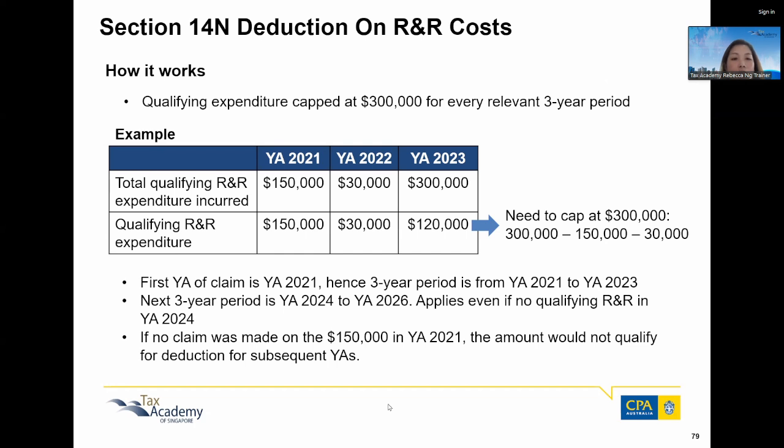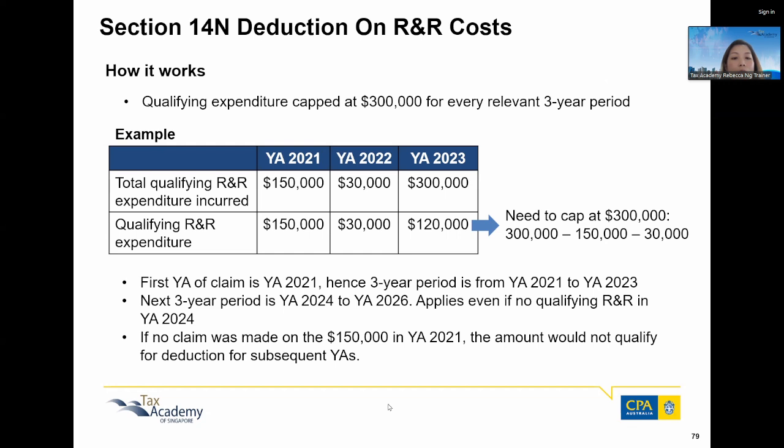Then the next 3-year period will be 2024 to 2026, and this applies even if there is no renovation and refurbishment expenditure incurred in 2024. Once we identify the 3-year block, even if the company didn't incur any R&R costs in a particular year, that year will still be included in the 3-year period. Let's say YA 2022 is 0, I do not stop at 0 and restart the 3 years. I always look at the 3-year period. The first year is always the first claim where the company has paid.